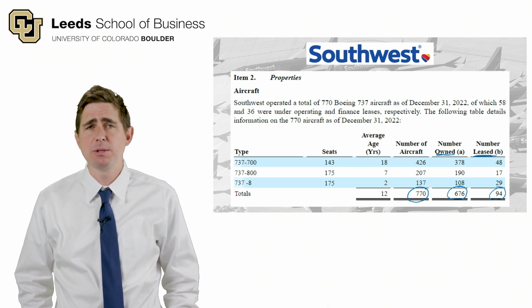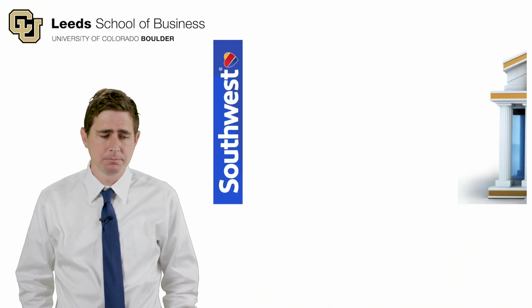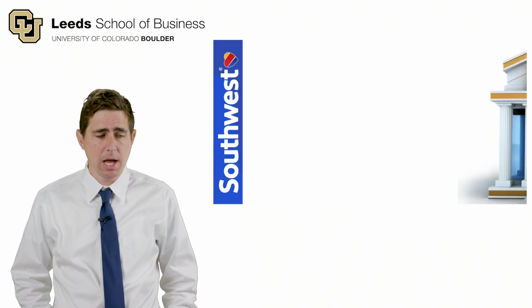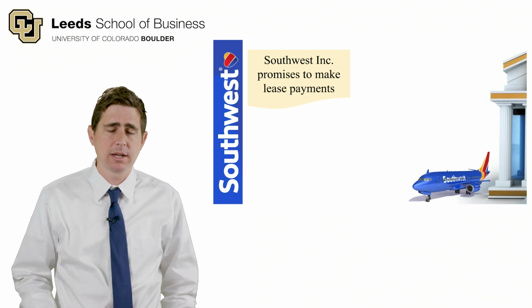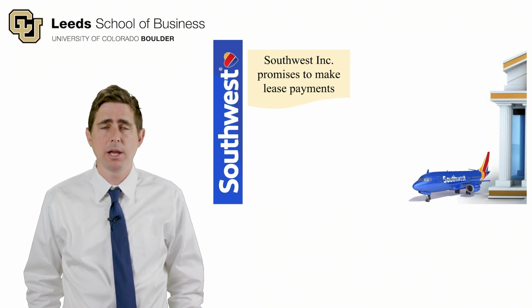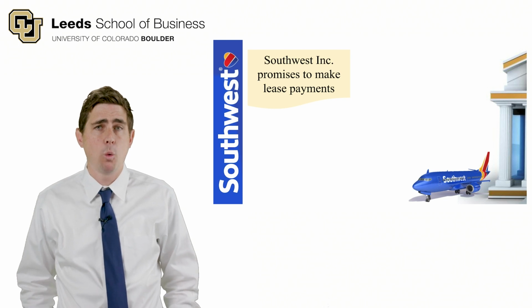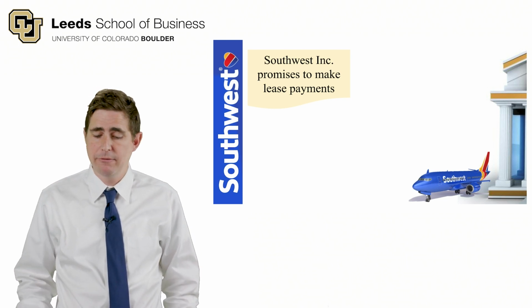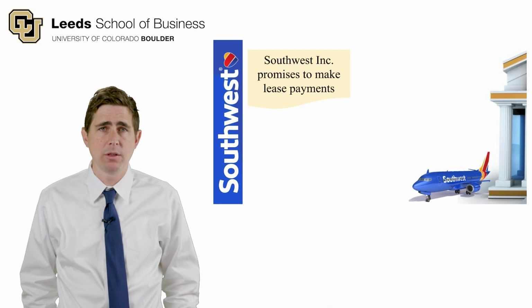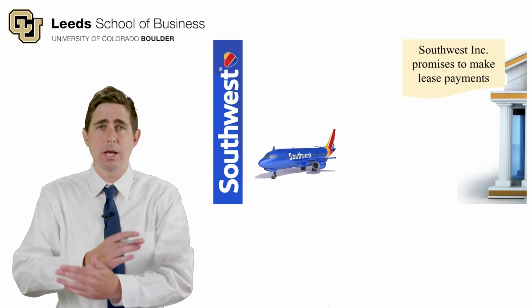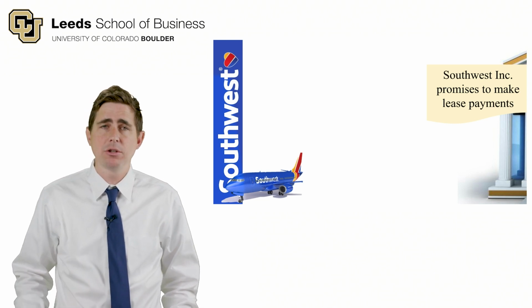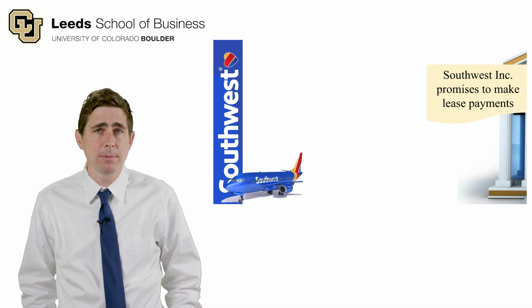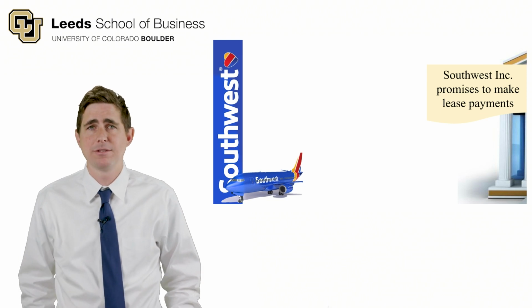So let's talk about the arrangement that Southwest is engaged in. So here we have Southwest, the company, on one side, and the bank or some other financial institution that owns an airplane on the other side. Southwest writes a contract. They want to be able to use this airplane, and they agree to make payments while they're using the airplane. The financial institution owns the airplane. So what do these two parties do? They switch. Now, Southwest has the right to use this airplane, and the financial institution has the right to receive payments from Southwest while Southwest is using the airplane.